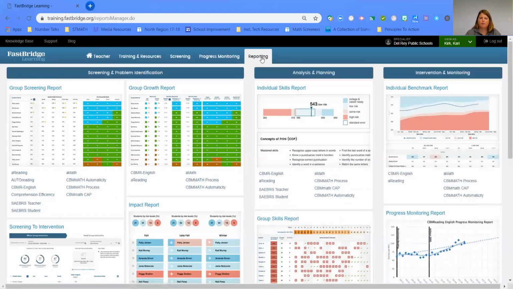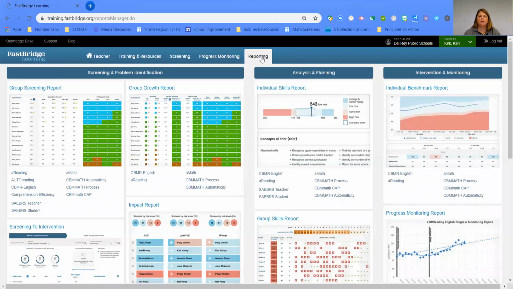There are many reports available within Fastbridge, but please keep in mind that the purpose of a universal screener is to assess the health of universal instruction and to identify students that are at risk. The purpose of a universal screener is not to diagnose, it's not to find skills that students need help in, and it's not used to guide instruction. It's used to assess the health of universal instruction and to identify students that are at risk, and those two purposes only.